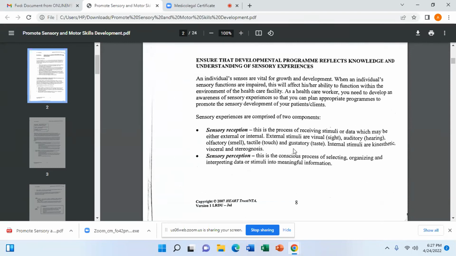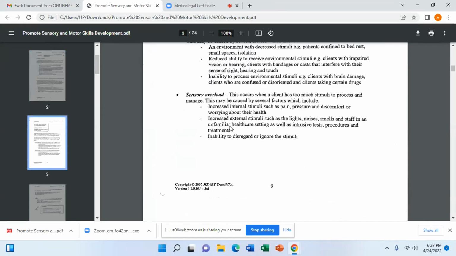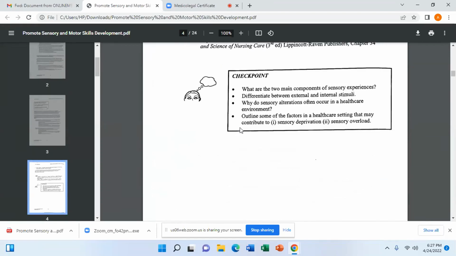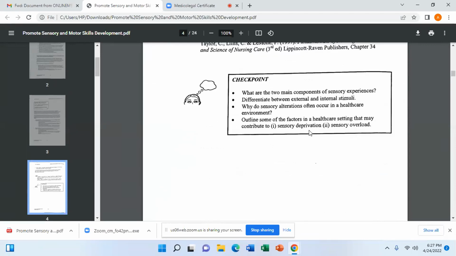The different types of external stimuli would be sight, hearing, smell, touch, and taste. And the internal stimuli would be the kinesthetic, visceral, and stereognosis. Those three that we spoke about here. Those are internal stimuli. If you were to get a question asking that, they would know.